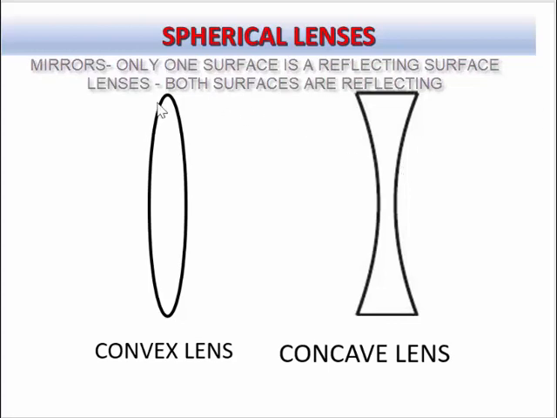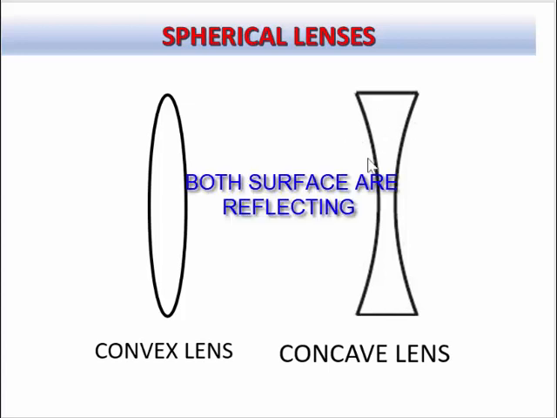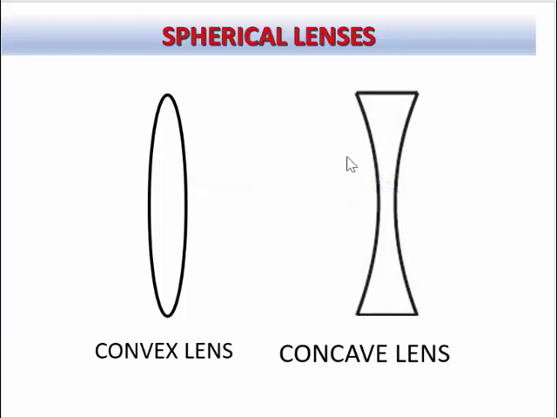So this is the first surface of the convex lens, this is the second surface, and both the surfaces will be reflecting surfaces. Similarly, in case of concave lens also, on both the sides the surfaces are reflecting surfaces. Then if the light is incident in one direction on one surface, then it will be coming out from the other surface.